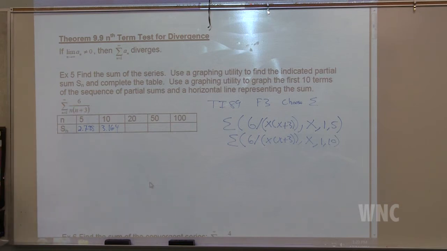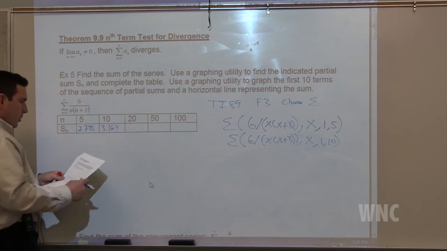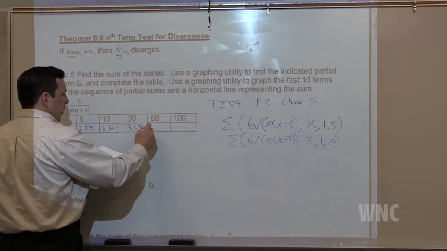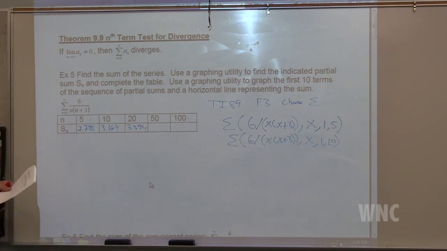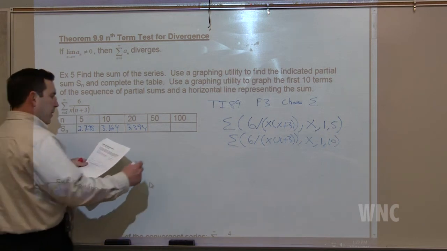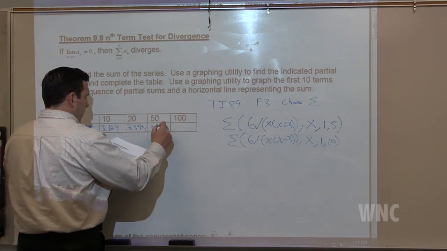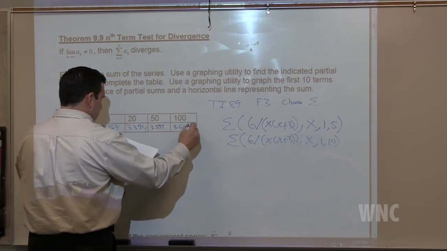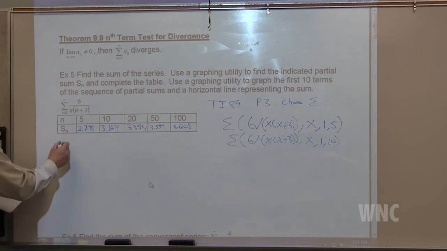So look at the sum. What's going to happen with it? You think it's going to level off? Put 20 in there, you're going to have 3.394. Yeah, it looks like it's kind of slowing down the increase. Put 50 in there, 3.551, and put 100, 3.608.